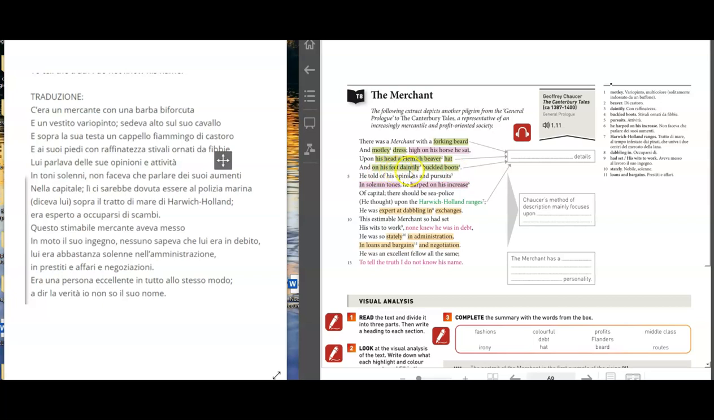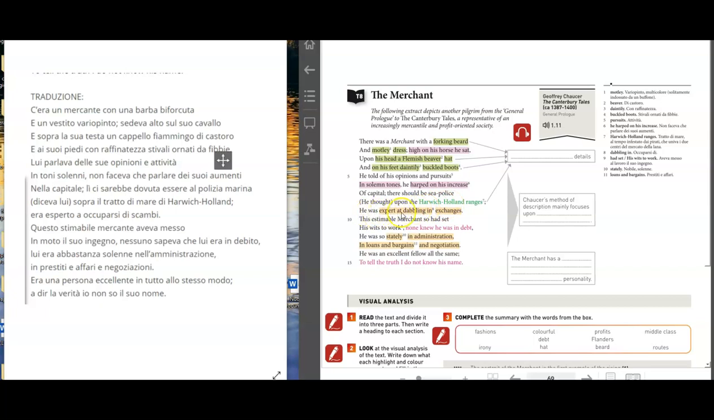e ai suoi piedi raffinati, con raffinatezza, stivali con le fibbie, ok? He told of his opinions and pursuits, ok? Lui parlava delle sue opinioni e delle sue attività in solemn tones, con tono solenne. He harped on his increase. Lui parlava, argomentava delle sue crescite, dei suoi aumenti finanziari ovviamente, okay? Increase of capital. There should be sea police, ci dovrebbe essere la polizia del mare, marina, he thought, lui pensava, lui diceva, upon the Harwich Holland Ranges, ok? Sopra il tratto di mare, ovviamente, tra Harwich e Holland.